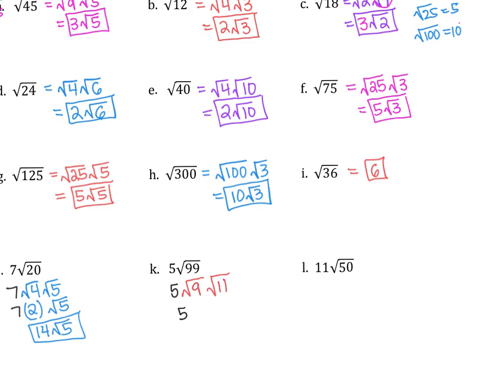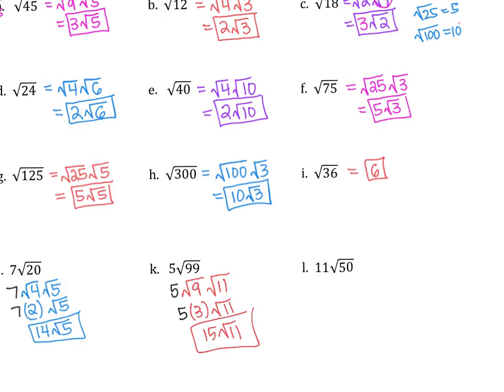Okay, let me see. The square root of 9 is 3. And again, I'm going to put it in parentheses. I'm going to put a little dot so it doesn't look like 53. Okay, then the last step is just multiplying the coefficients. So 5 times 3 is 15, square root 11.